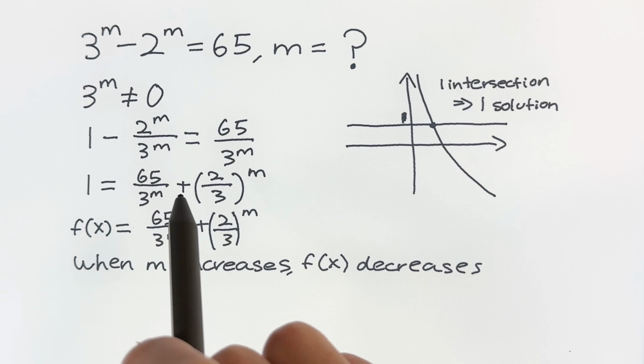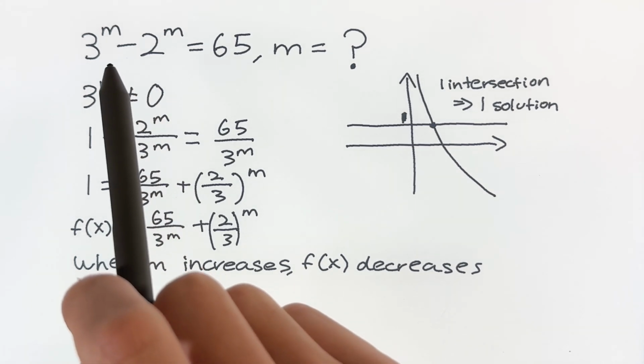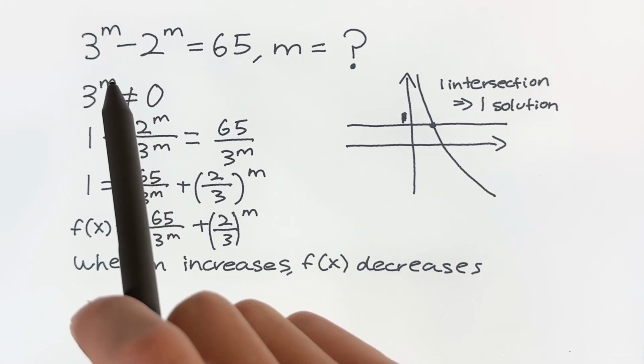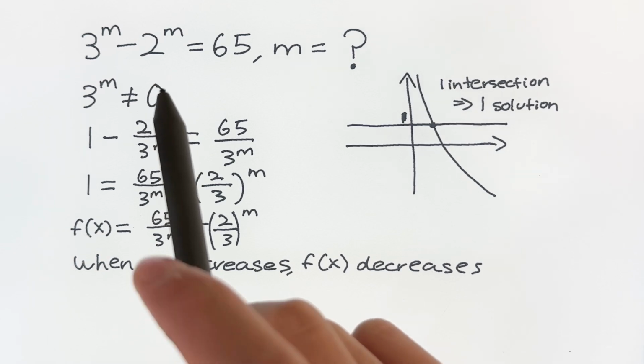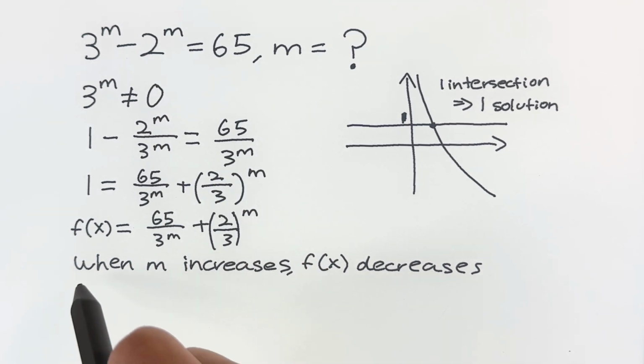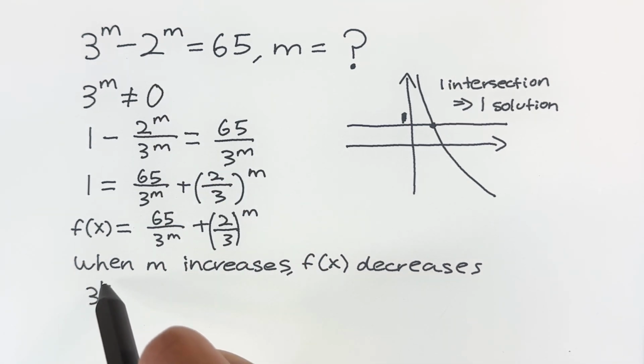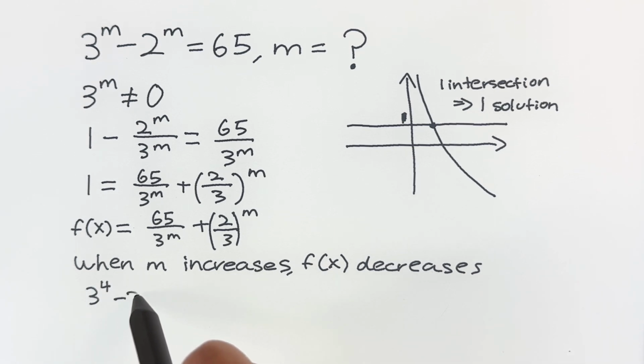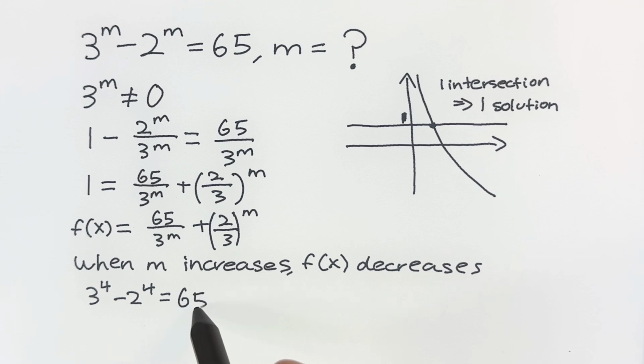Now to find the solution, we don't actually have to solve this exponential equation. We can just eyeball this, because notice that when m equals 4, this expression will equal 65. So 3 to the power of 4 minus 2 to the power of 4 equals 65. And this is the only answer because there's only one solution. So we have m equals 4. And that is how you solve this problem.